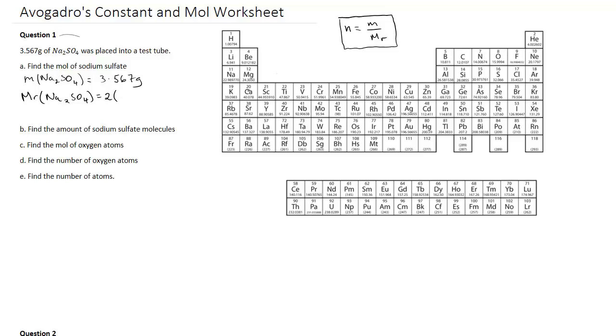Okay, so for our molar mass, we need to take into account 2 sodiums. So 2 times, if we find sodium on the periodic table, we have 23. I'm just going to round it, because I think the VCAA one has 23 instead of a more accurate value. Plus 1 sulfur, sulfur's 32.066, 32.1 will do, plus 4 lots of oxygens, so 4 times 16.